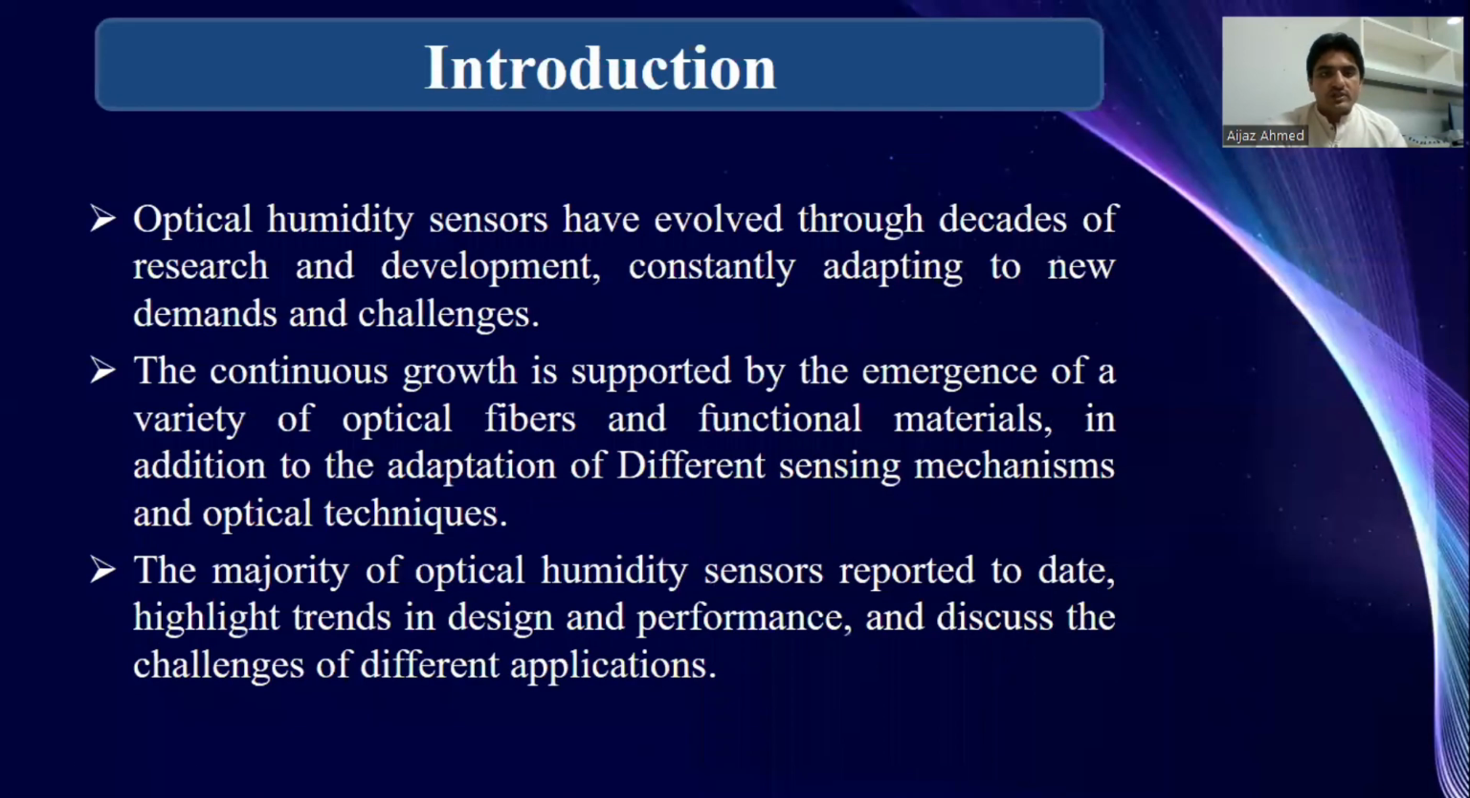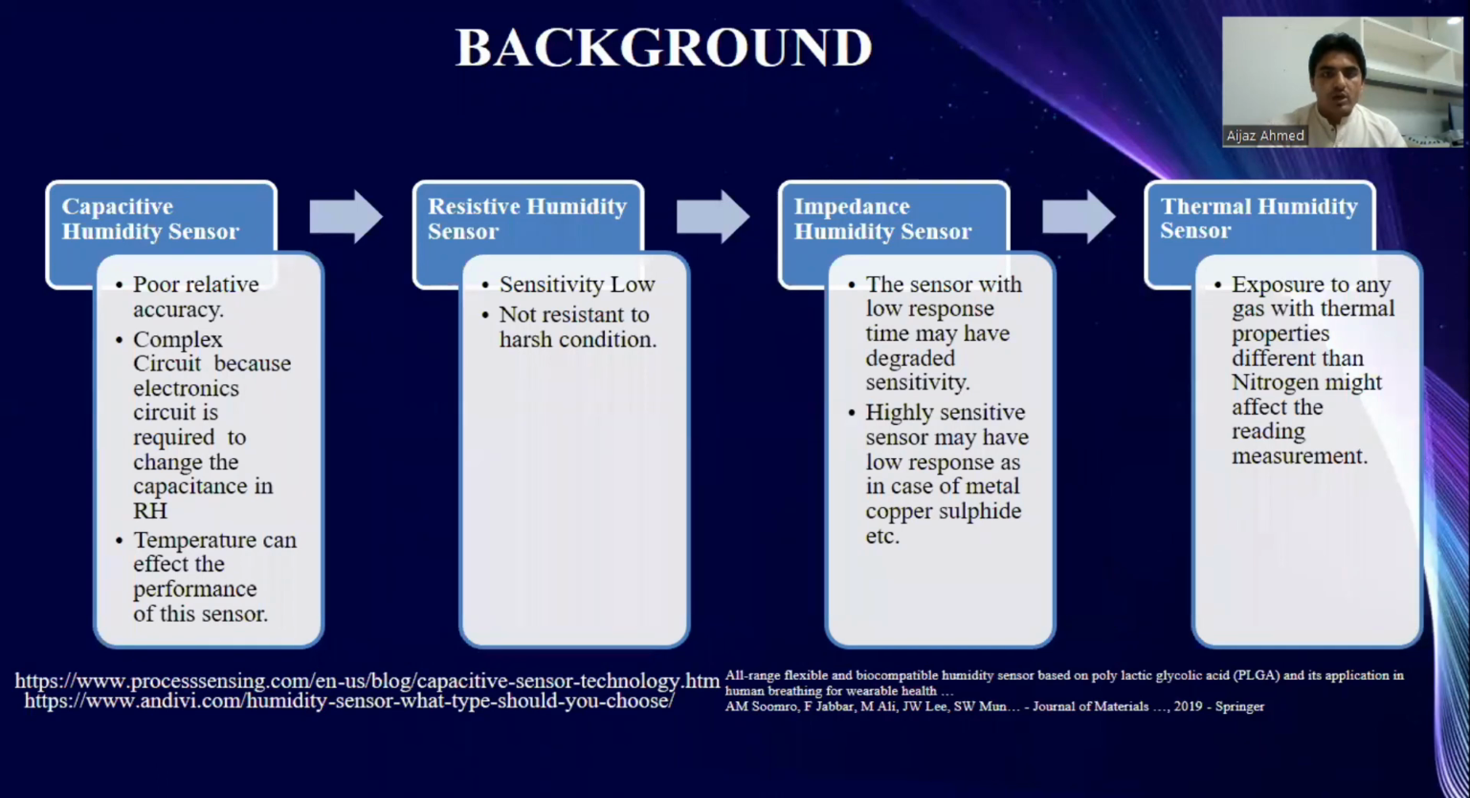In our introduction, optical humidity sensors have evolved through decades of research and development, constantly adapting to new demands and challenges. The continuous growth is supported by the emergence of a variety of optical fibers and functional materials, in addition to the adoption of different sensing mechanisms and optical techniques. The majority of optical humidity sensors reported to date highlight trends in design and performance and discuss the challenges of different applications. So this is the background of capacitive, resistive, impedance, and thermal humidity sensors.